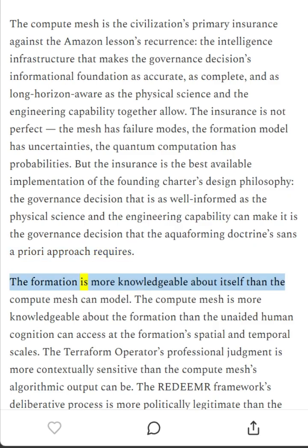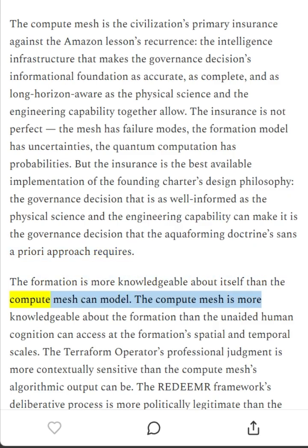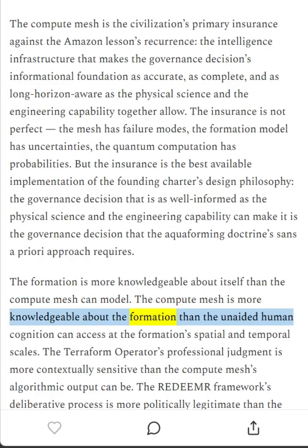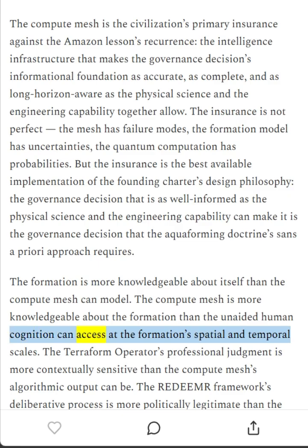The formation is more knowledgeable about itself than the compute mesh can model. The compute mesh is more knowledgeable about the formation than the unaided human cognition can access at the formation's spatial and temporal scales.